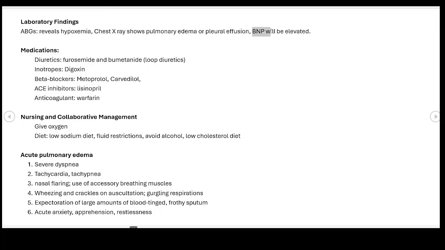And then we'll have the BNP. The BNP, I already talked about it. So when it comes to heart failure, think about BNP. When it comes to MI, think about troponin.